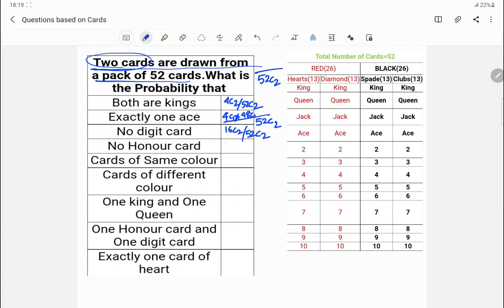No honor cards. So we are going to draw only digit cards. There are 36 digit cards. So 36C2 divided by 52C2.